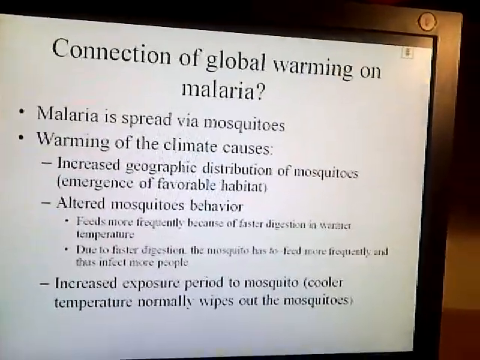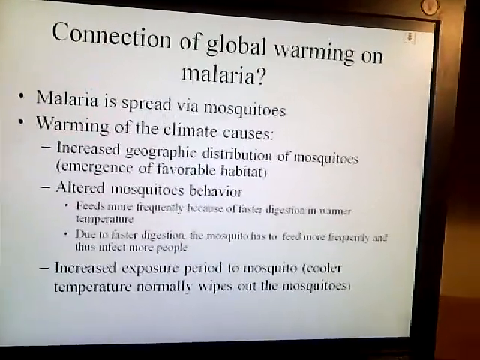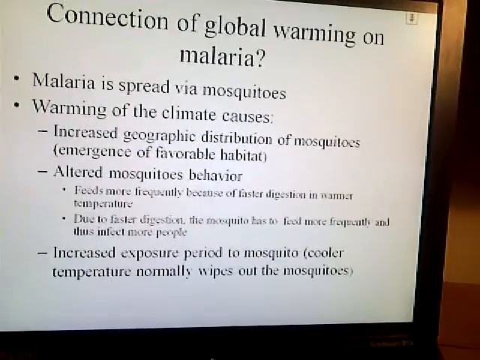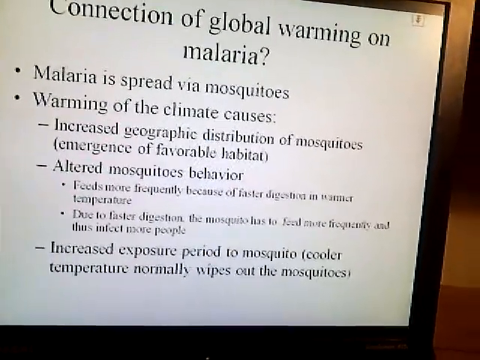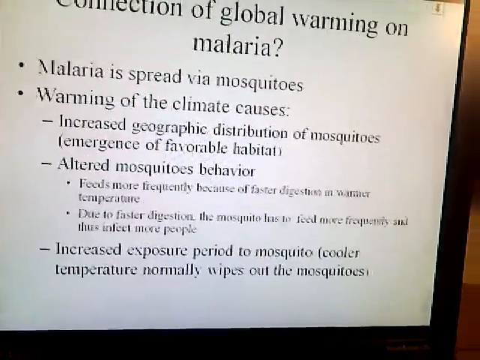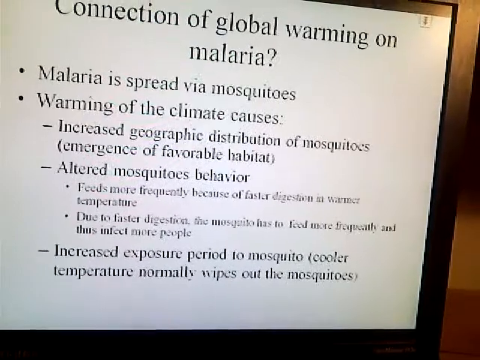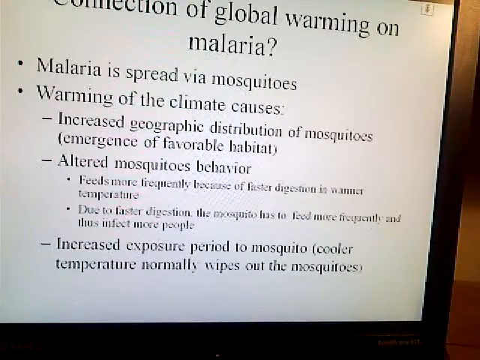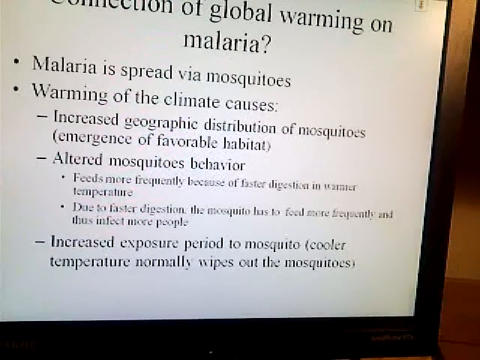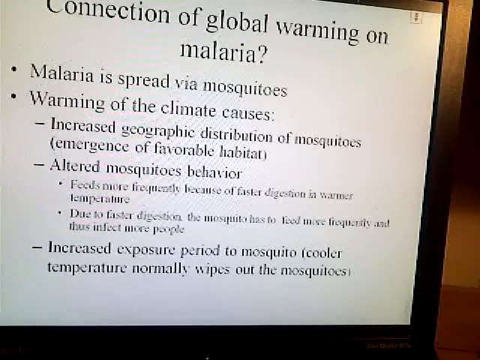The connection of global warming to malaria cases. Well, malaria is spread exclusively with mosquitoes, so basically warming of the climate does various things. It increases the geographic distribution of mosquitoes, basically creates favorable habitats, as mosquitoes like warm temperature and a tropical climate, so this causes an increase of favorable habitat. It also alters mosquitoes' behavior.